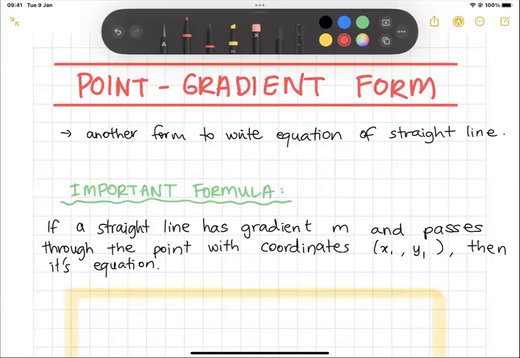Welcome back. Today we're going to be looking into point gradient form. Point gradient form is just basically another way of writing an equation of a straight line.